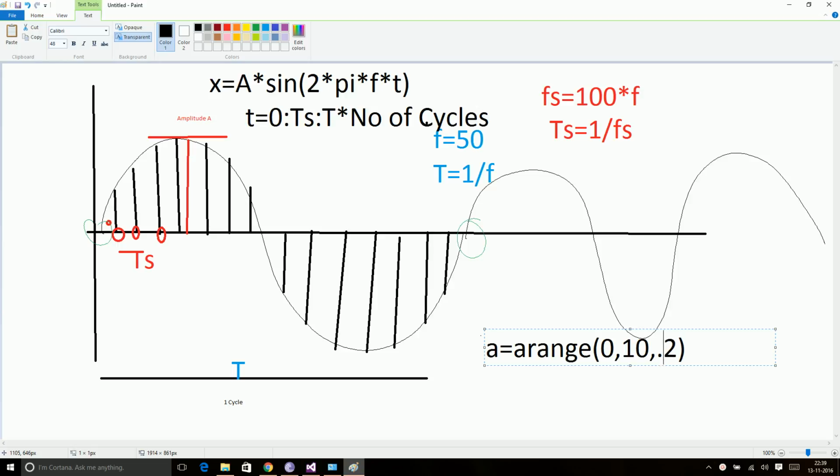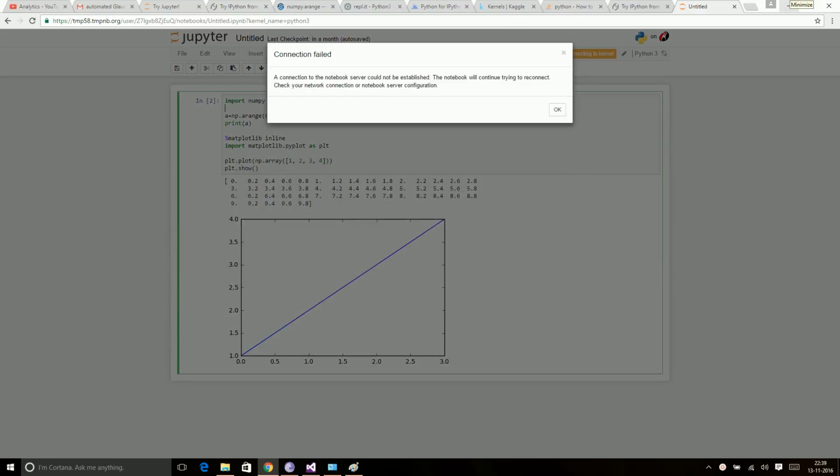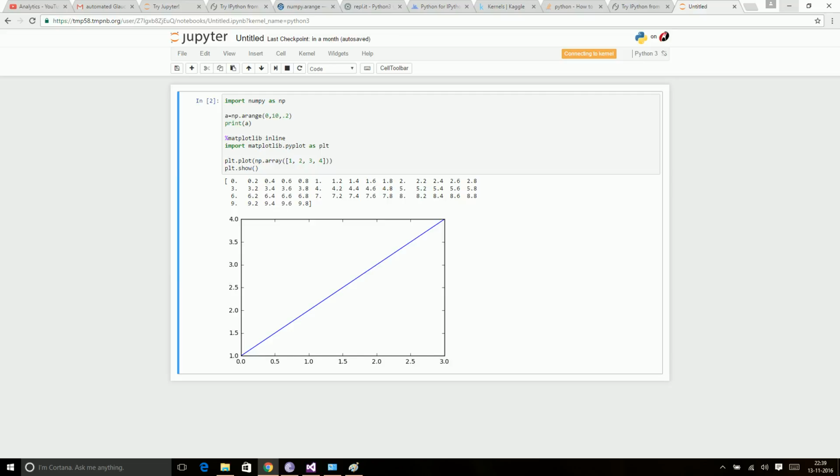So therefore, what we are going to do is import Numpy. arange is the actual range where we can produce numbers as real numbers. So 0 to 10 in the steps of 0.2 will give us the numbers 0, 0.2, 0.4, 0.6, 0.8, and so on.